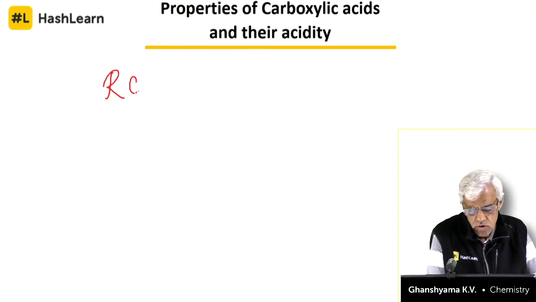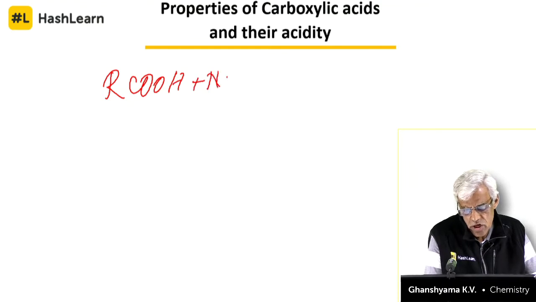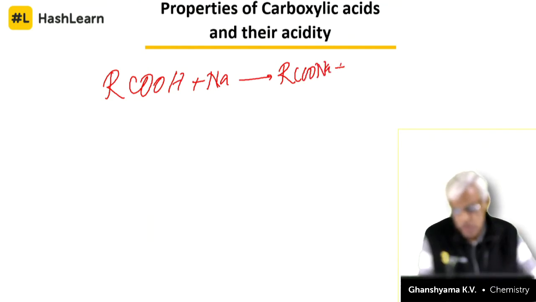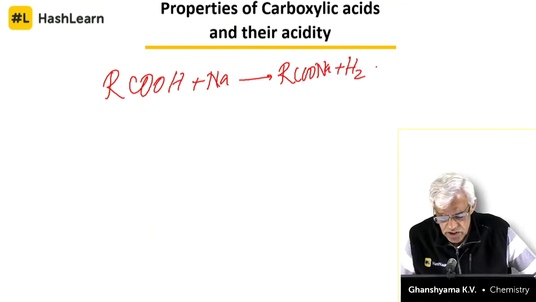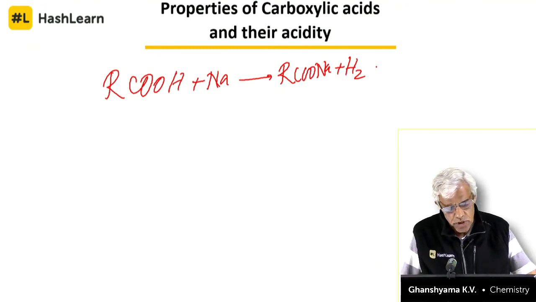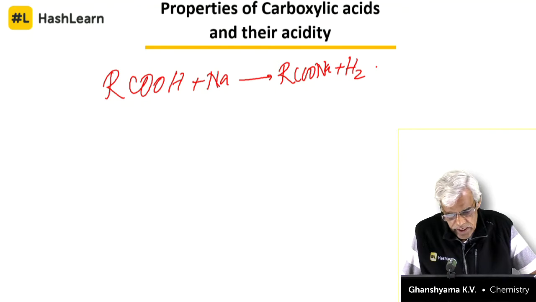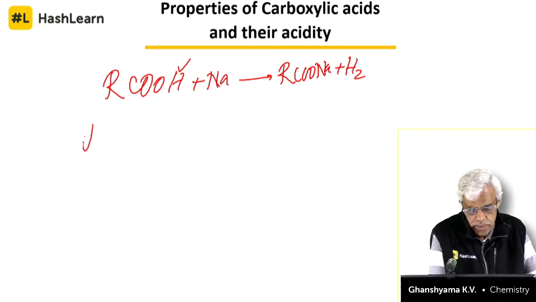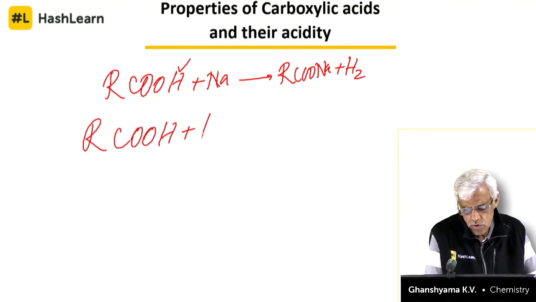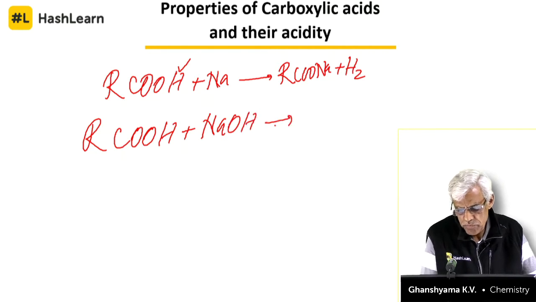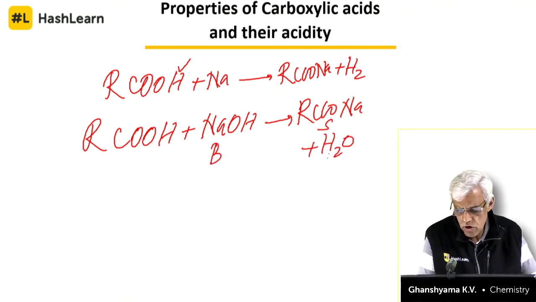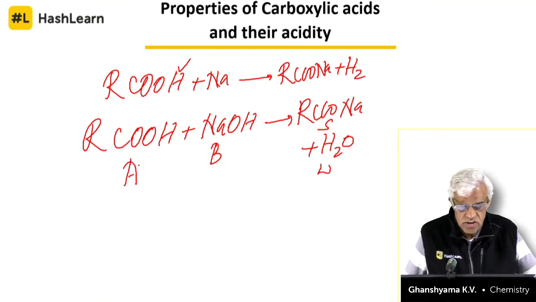So with sodium, you know it, RCOOH plus Na becomes RCOONa plus H2. Simple reaction, just like alcohol. Carboxylic acids also react with sodium, liberating hydrogen. H is acidic, can be replaced by sodium. RCOOH plus NaOH gives RCOONa plus H2O. This is a base, this is salt, this is water, therefore it is acidic, carboxylic acid.